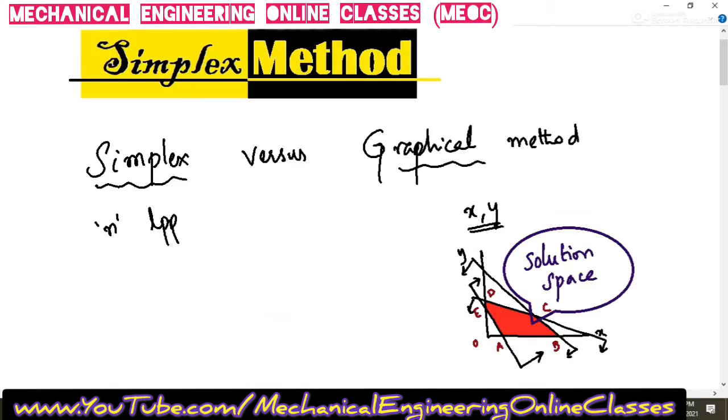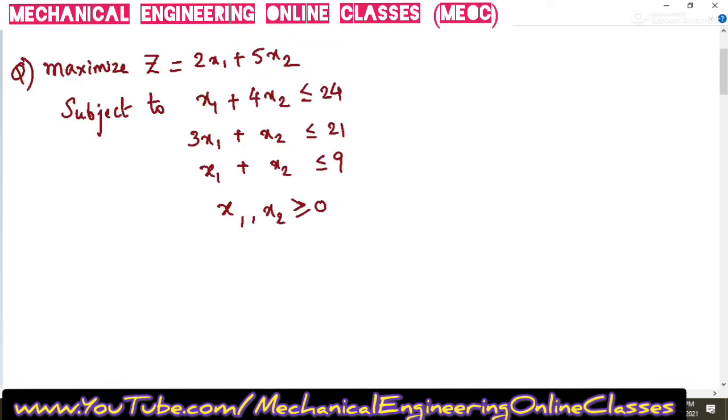So let us learn simplex method using an example. So let us consider the following problem. The objective is to maximize. The objective function is Z, which is 2x1 plus 5x2. This should be maximized, which is subjected to several constraints.